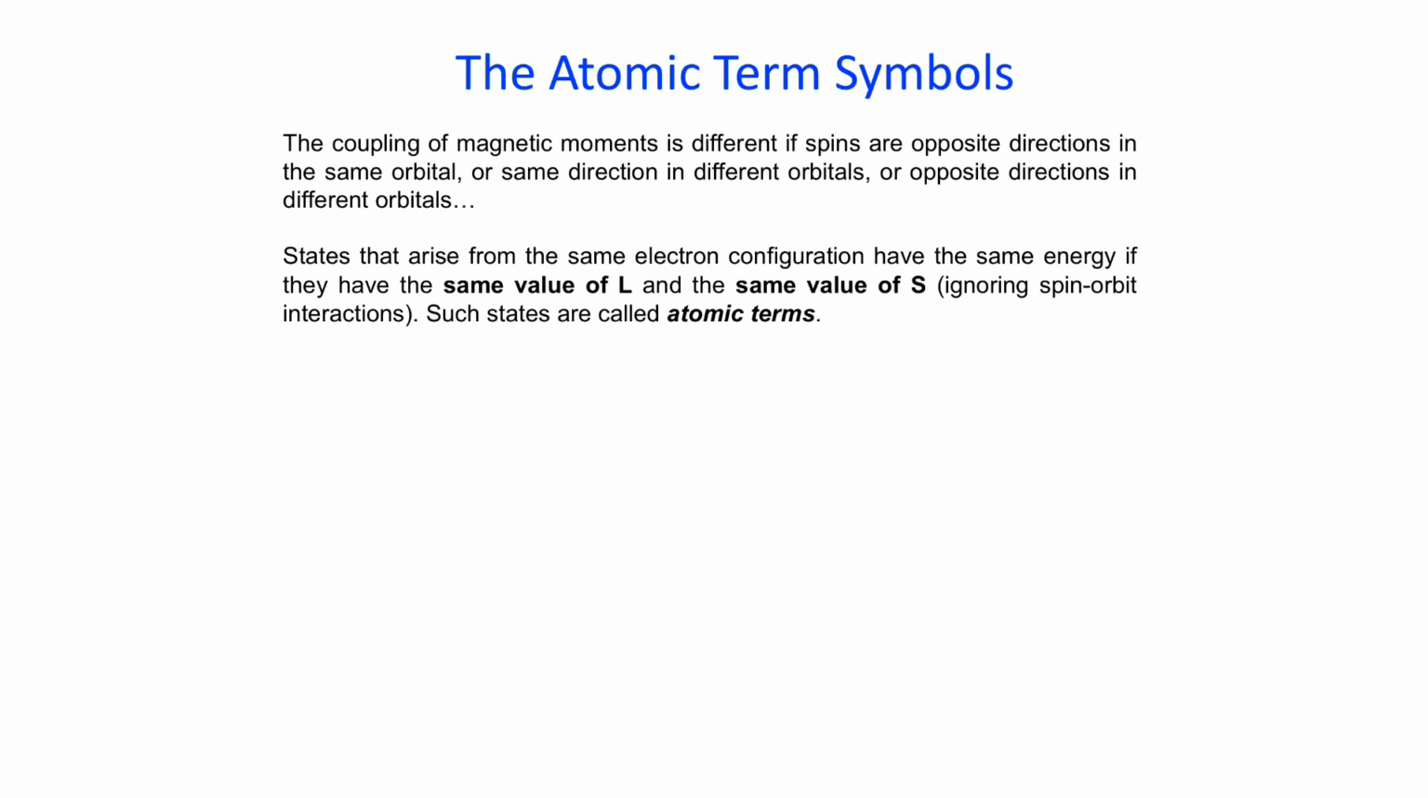And right now we're going to ignore what's called the spin-orbit interactions or the Russell-Saunders coupling. There's going to be another little bit that we add on later. For now we're just going to concern ourselves with the L and the S parts of our atomic term.